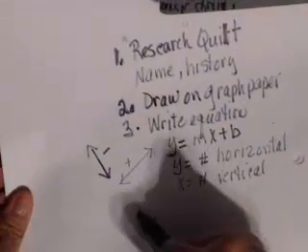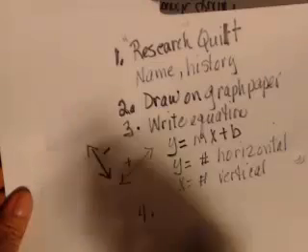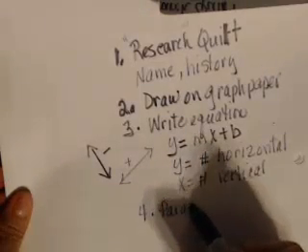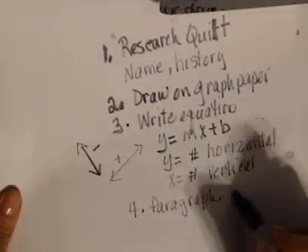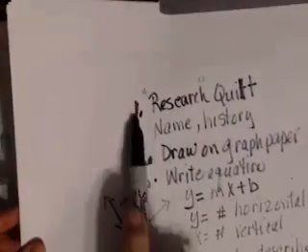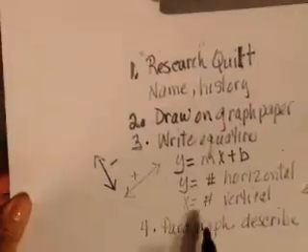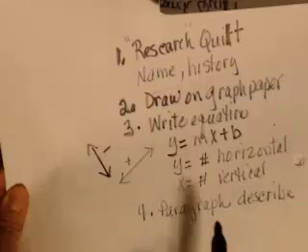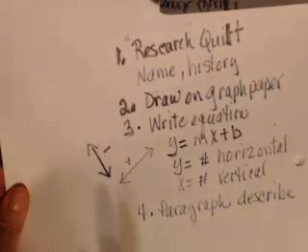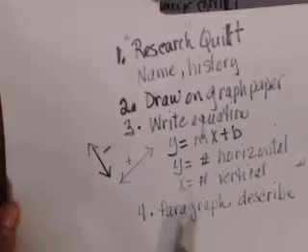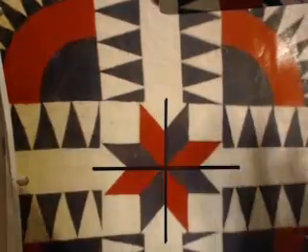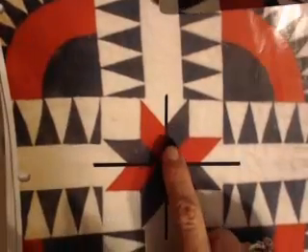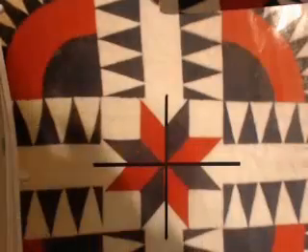So the last thing, I want a paragraph describing your quilt. Now in number 1, you're giving a name for the quilt and its history. That's not what I'm asking for on number 4. On number 4, the paragraph needs to be describing the quilt itself. Now for me, on my quilt, I would say that this quilt has rotational symmetry.